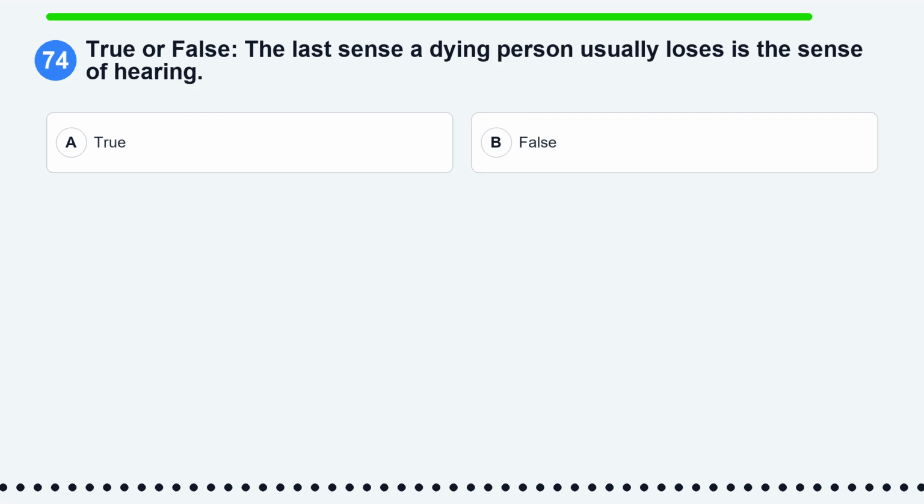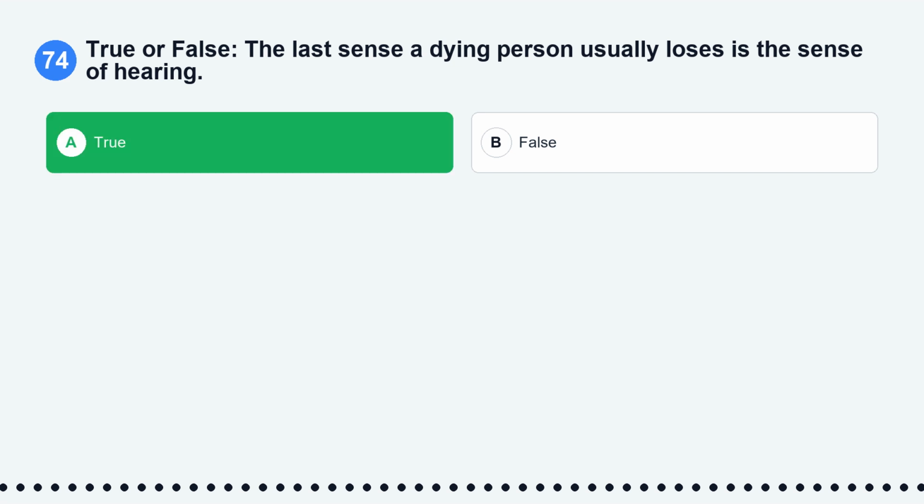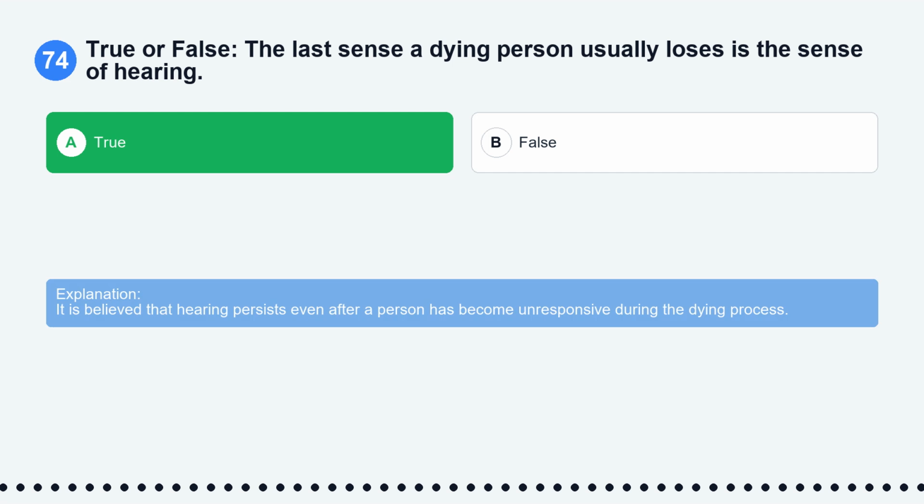Question 74. True or false, the last sense a dying person usually loses is the sense of hearing? Option A, true. Option B, false. The correct answer is option A, true. It is believed that hearing persists even after a person has become unresponsive during the dying process.